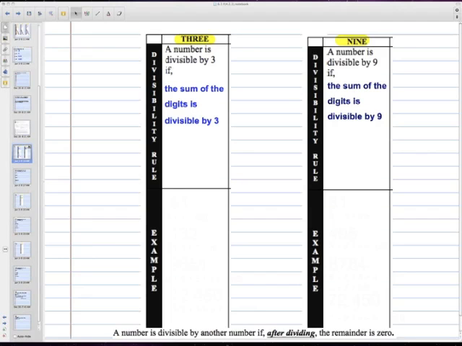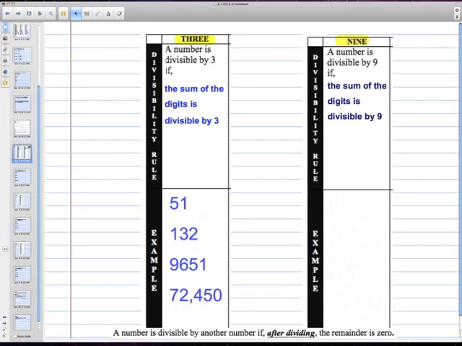Next, we'll investigate the rules of divisibility for 3 and 9. When a number is divisible by 3, it's because the sum of the digits is divisible by 3. Well, what does that mean? Let's take a look at our examples down below. So we have 51, 132, 9,651, 72,450. Well, if we add the digits together, like 5 plus 1 equals 6. Well, we know 6 is divisible by 3. So therefore, 51 would be divisible by 3.